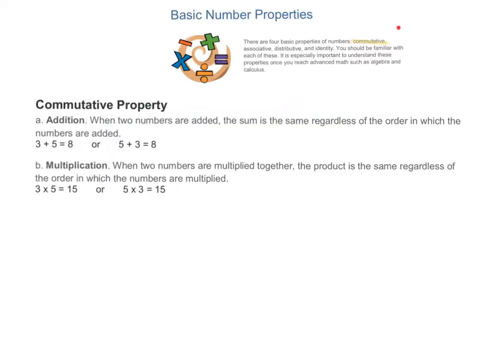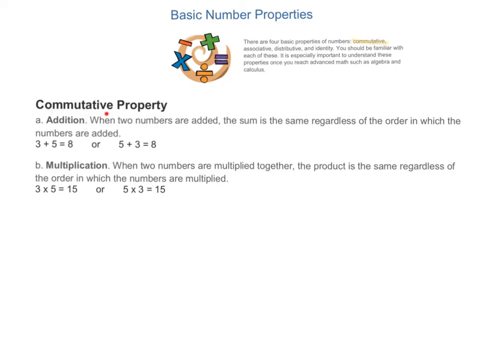We'll start with the commutative property. So the commutative property, in addition: when two numbers are added, the sum, the answer, is the same regardless of the order in which the numbers are added. So what that means is 3 plus 5 equals 8, but 5 plus 3 also equals 8. It doesn't matter if the 5 or the 3 come first. 3 plus 5, 5 plus 3, both equal 8. This is something you're aware of, but I just wanted you to be familiar with the name.